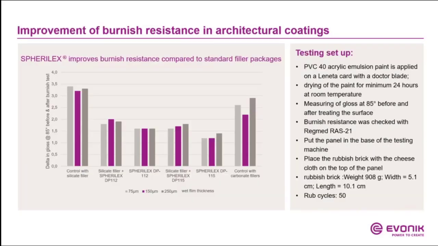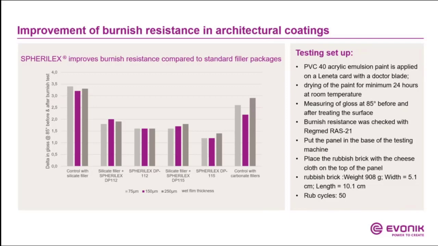In another formulation, in this case, pigment volume concentration 40% based on a pure acrylic emulsion, we tested again the burnish resistance. Again, the delta, the change in gloss at 85 degrees. On the right side, you see the bars of the control, just with calcium carbonate fillers. And then you see the reduction in the gloss change with SPHERILEX DP115.